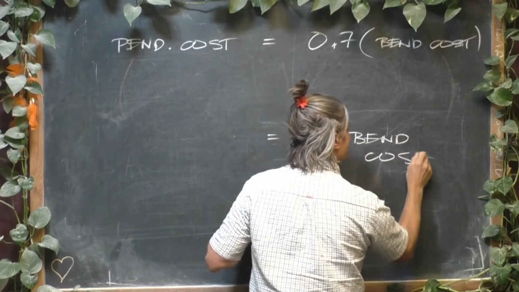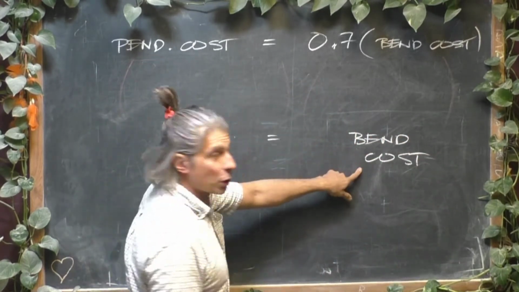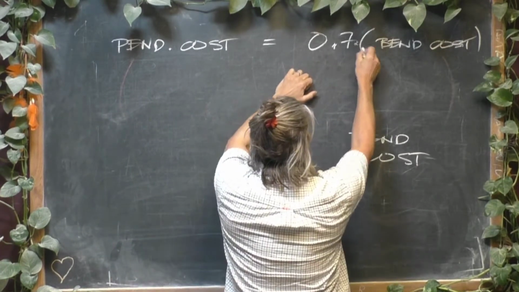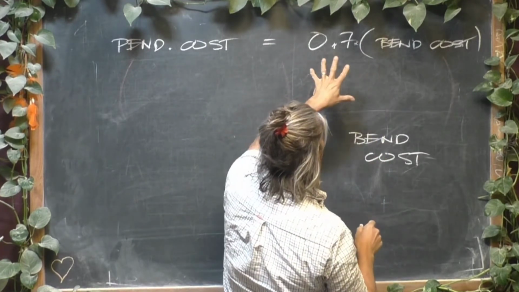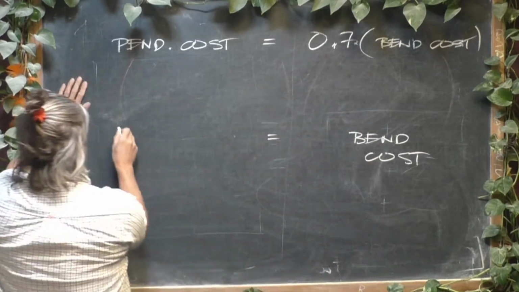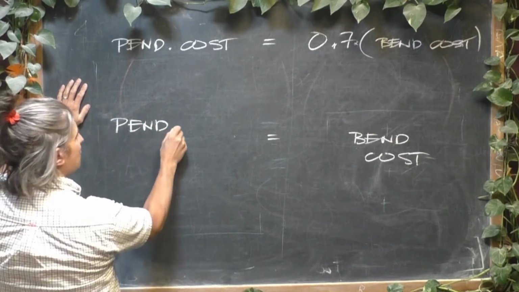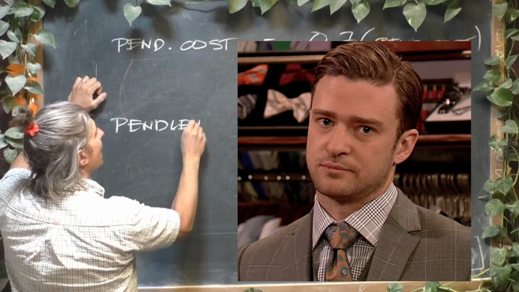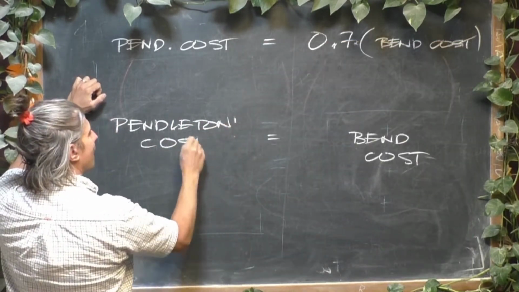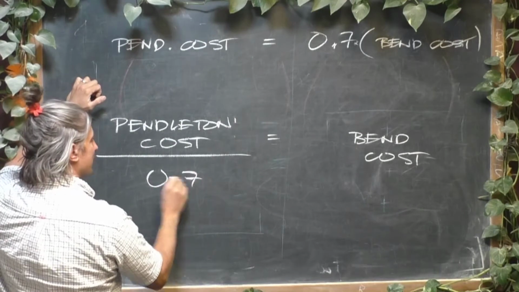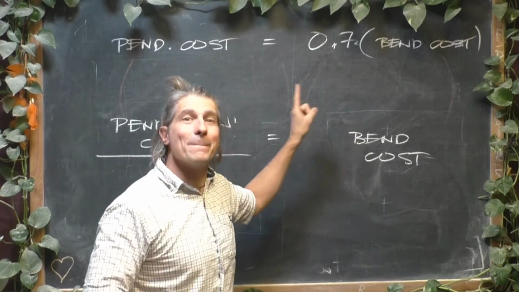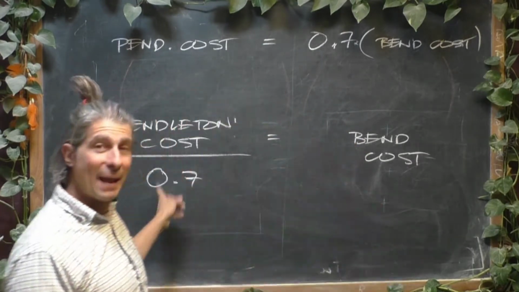So how can I adjust the Pendleton cost so it's in terms of Bend dollars? Well, you see this 0.7 right here? Don't overthink this. It's multiplied by the Bend cost. So we can just divide and bring it over to here. So you're going to take the Pendleton cost. I just realized how confusing this might be. Take the Pendleton cost, and divide it by 0.7. This will give us a multiplier for how many Bend dollars Pendleton tuition would be.